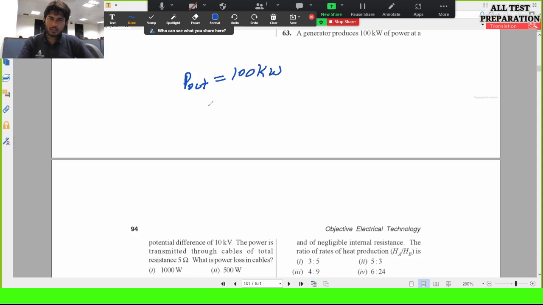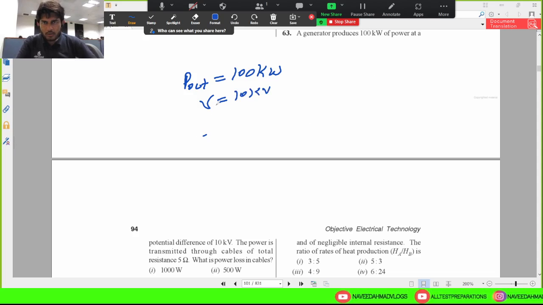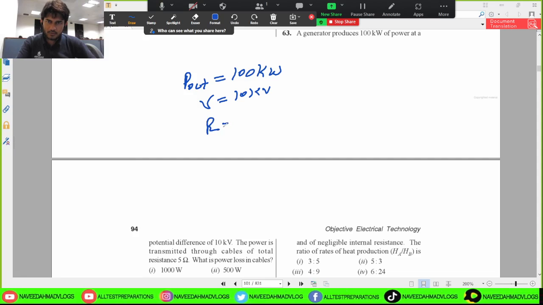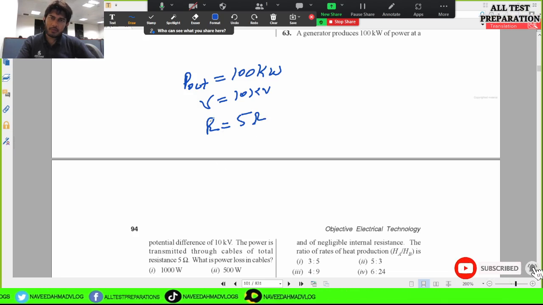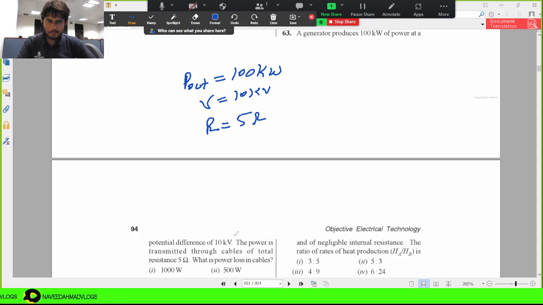Okay, potential difference is 10 kilowatt. So the power is transmitted through a cable, and the resistance is given to us, that is 5. You need to find the power loss. So, as we know, P is equal to I square R. Resistance is given to us, you need to find the current.